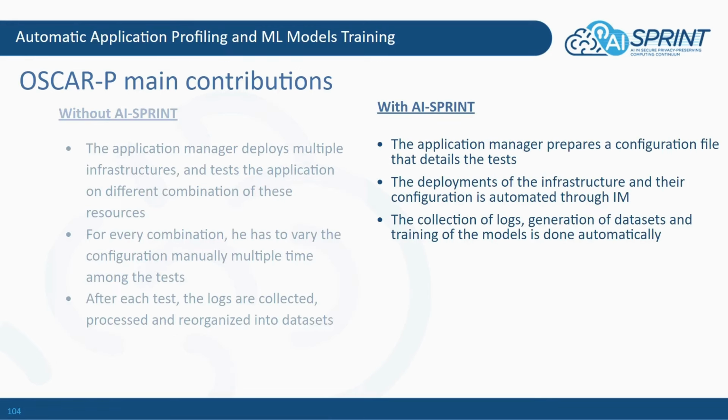With AI Sprint, instead, it's sufficient to create a declarative configuration file that explains how the application should be tested, and then the OscarP tool can be launched with a single command, AI Sprint profile, and everything else is automated: the deployment of the infrastructures, their setup configuration, the monitoring of the test, and also the collection of the logs, the creation of the dataset, and the training of the model. Everything, start to finish, is automated.